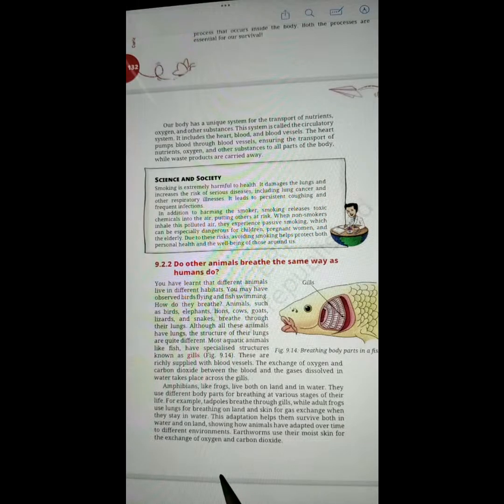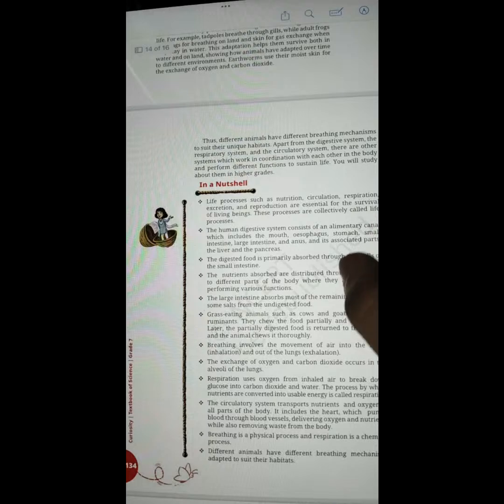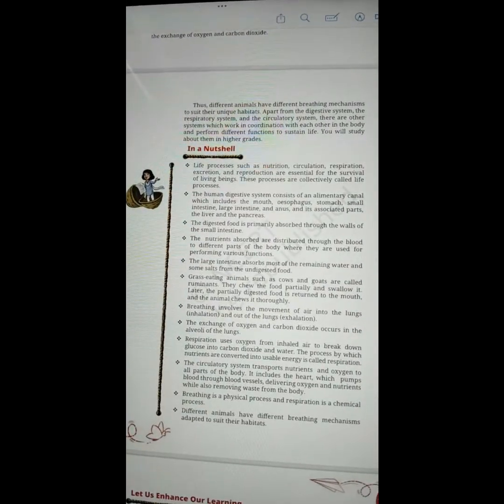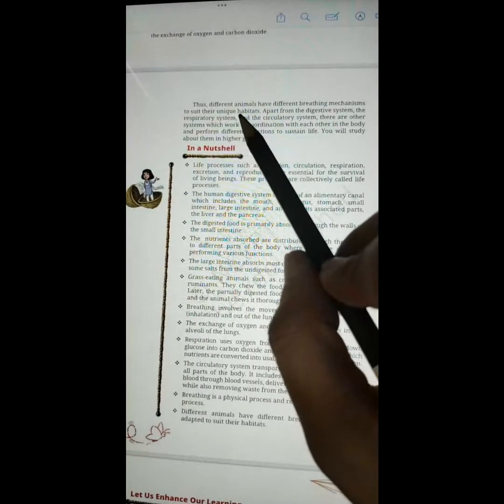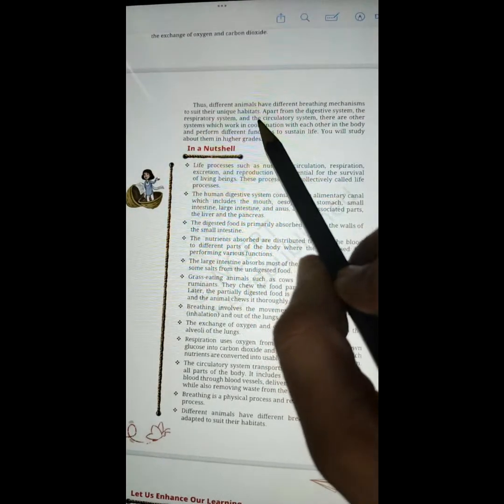environments. Earthworms use their moist skin for the exchange of oxygen and carbon dioxide. So, whenever there is an exchange with the help of skin, we can always say it is cutaneous respiration. Cutaneous means always with the help of skin. Thus, different animals have different breathing mechanisms to suit their unique habitats.